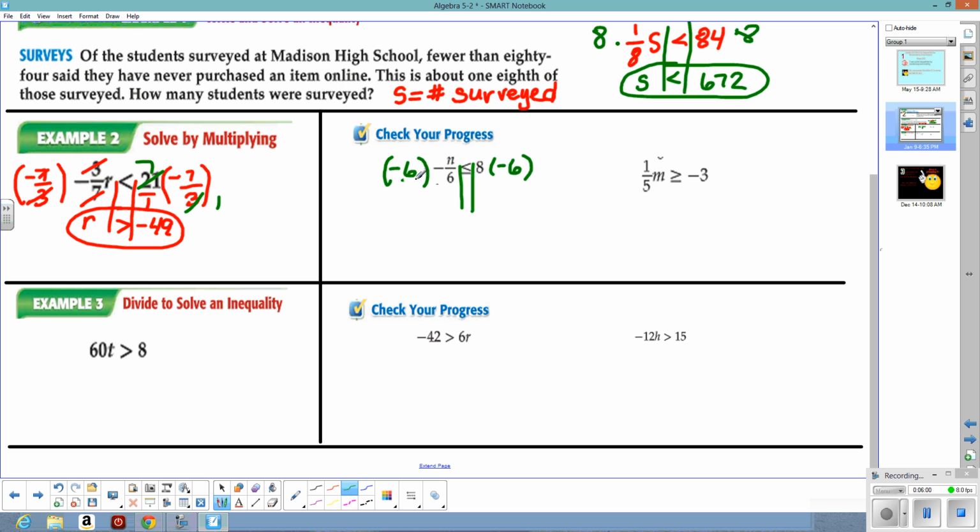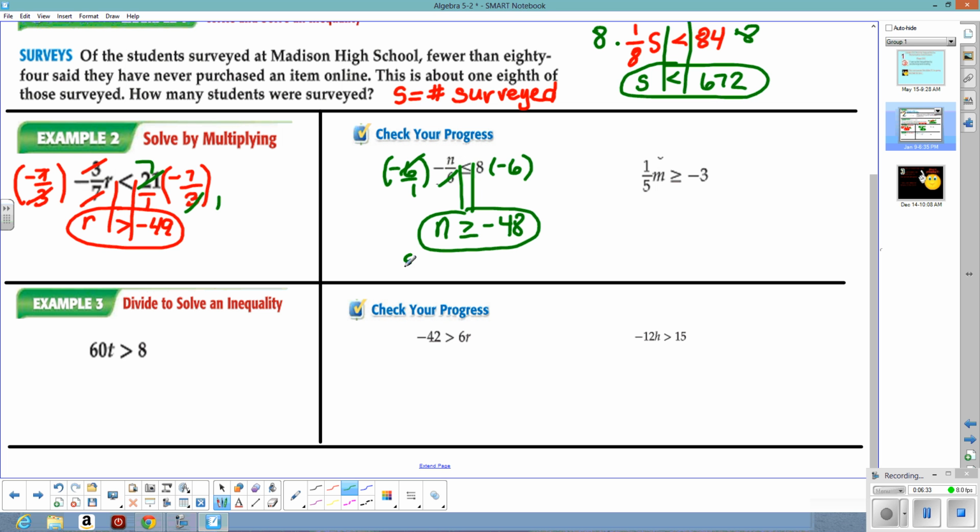What's going to happen over here is our 6's are going to cancel and become 1's, and a negative times a negative is positive. So we have a positive n, and on the other side, 8 times a negative 6 is a negative 48. And since we multiplied by a negative 6, we're going to take the inequality symbol and flip it around. The solution is n is greater than or equal to negative 48.